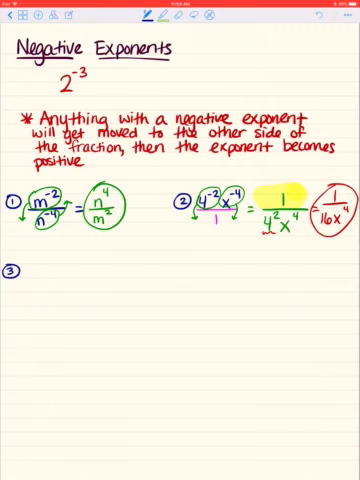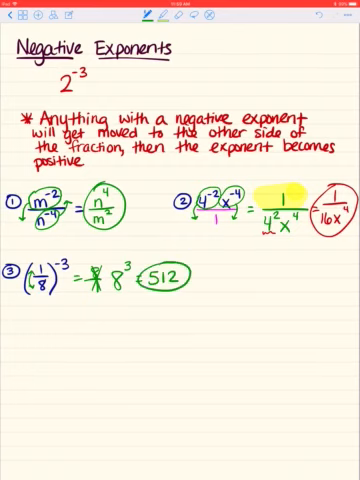All right, number 3. What if we have a fraction? Let's say we have 1/8 to the negative third power. What you're going to end up doing is you are going to flip the entire fraction. So that's going to become 8 over 1, which again is just 8, so I'm just going to use 8. And then your exponent becomes a positive 3. And then 8 to the third power, 8 times 8 times 8, is 512.